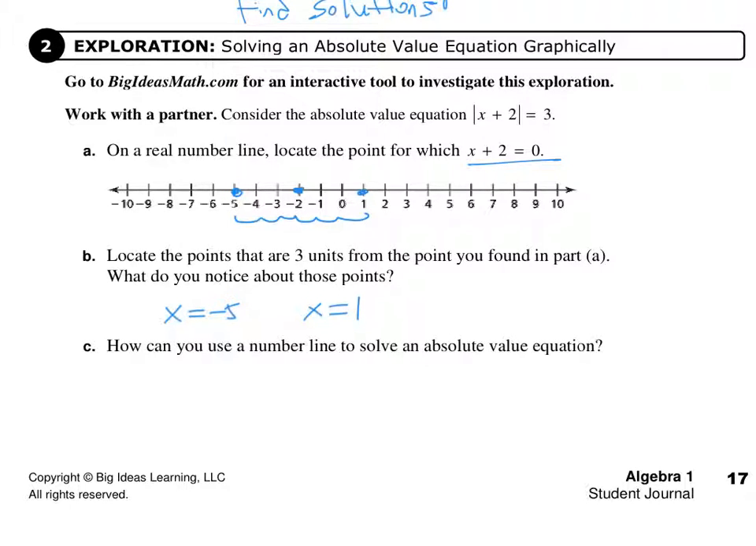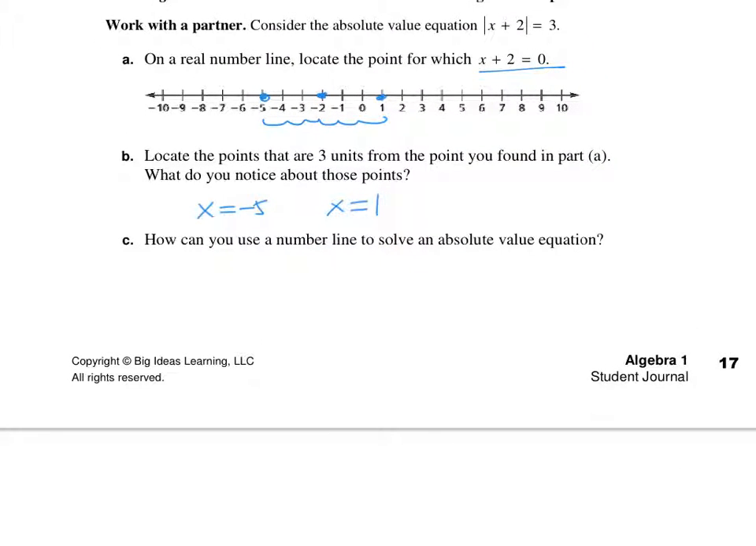So how can we use a number line to solve an absolute value equation? When we have the absolute value equation, absolute value of x plus 2 equals 3, we ask ourselves, what makes this 0? The answer is, I'm sorry, x equals negative 2 makes the thing inside the absolute value 0. So when x equals negative 2, that makes it 0, and negative 2 becomes our center.